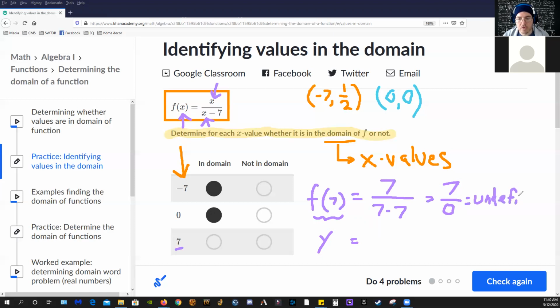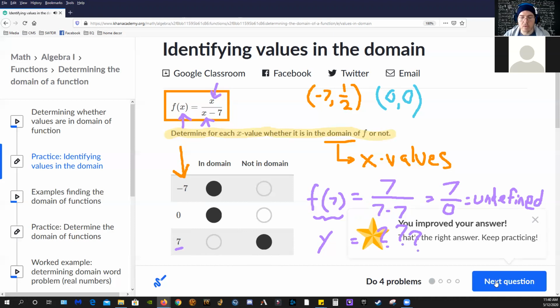Trying to fit it on the screen. Undefined. So we don't have a y value, and that's strange. So I would say that -7 is a part of the domain, 0 is a part of the domain, but as soon as you say that x equals 7, things get really weird. Yep, that's the right answer.